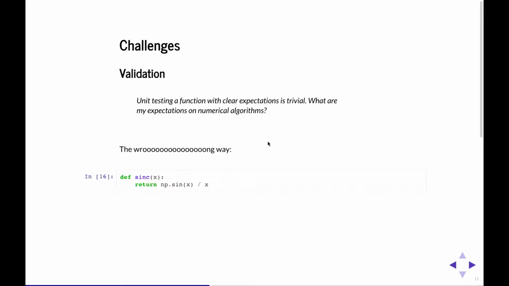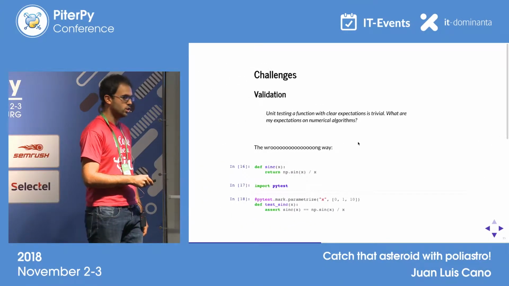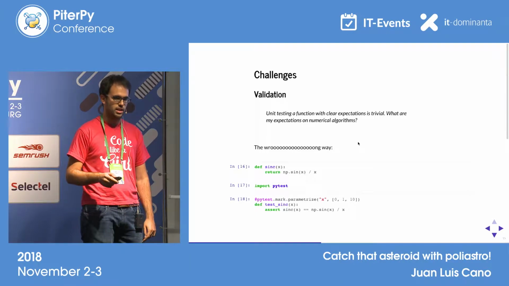One option says, OK, I'm going to import PyTest. And now I'm going to copy paste this formula here in the test. And I'm going to test this function for 0, 1, and 10. And that's it. And I could even be worse and not test for 0, because there I will have a beautiful division by 0 and nothing is going to work.